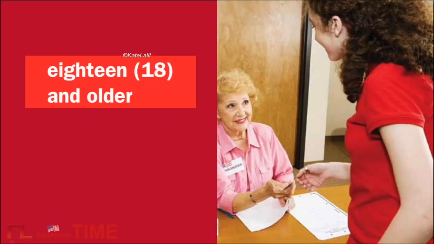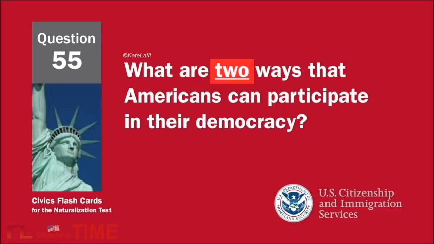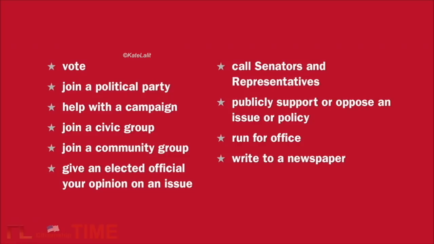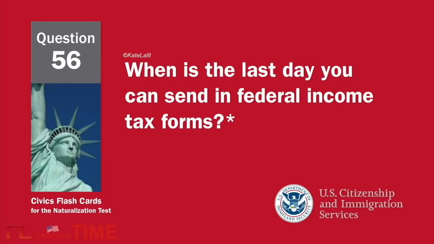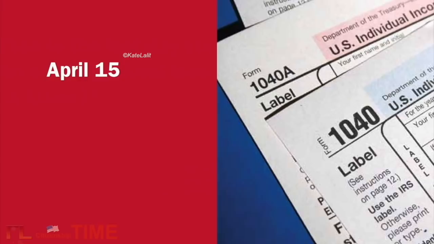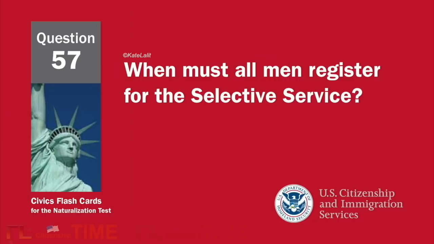What are two ways that Americans can participate in their democracy? Vote. Join a political party. When is the last day you can send in federal income tax forms? April 15th. When must all men register for the Selective Service? At age 18.